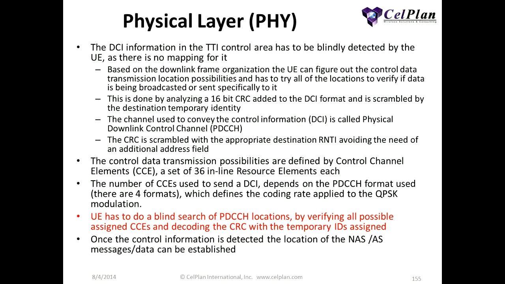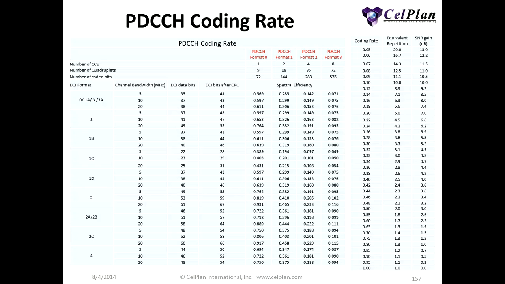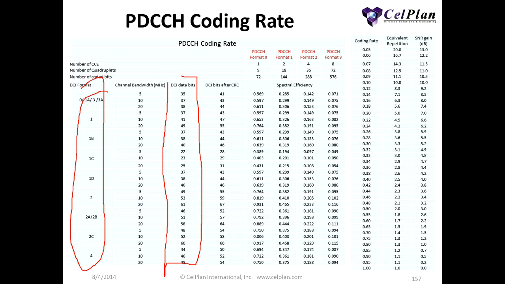So what happens is that the DCI will define the mapping. Here I have the different DCIs, and there are many DCIs defined in 3GPP, as you can see, and the number of bits for each DCI. So depending on the transmission mode, you need to send more or less information.